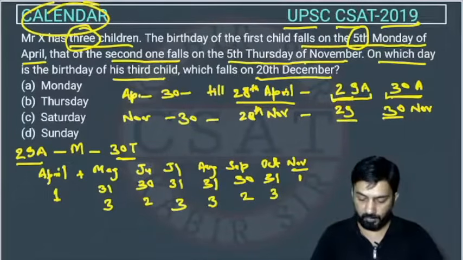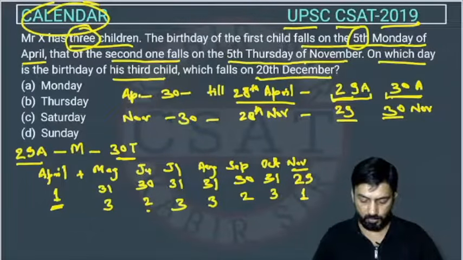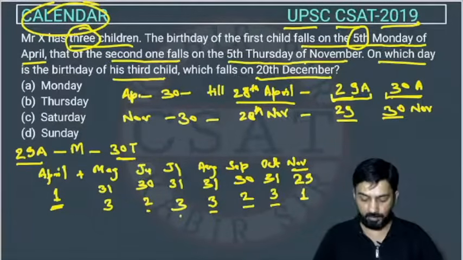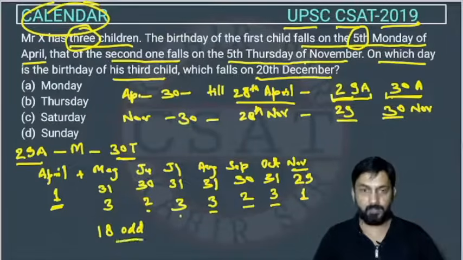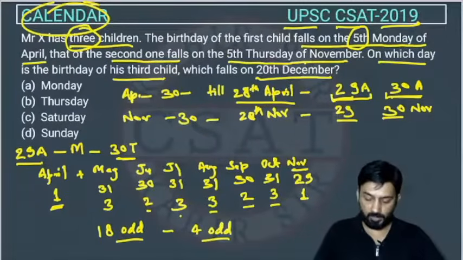So in November, compute for 29th itself, right? So there will be 1 odd day. So how many odd days are there? 1 odd day is here, right? So 4 plus 2, 6 plus 3, 9 plus 3, 12, 14 plus 3, 17 plus 1, 18. So there are 18 odd days, right? So 18 odd days means we will divide it by 7. So there will be 4 odd days.